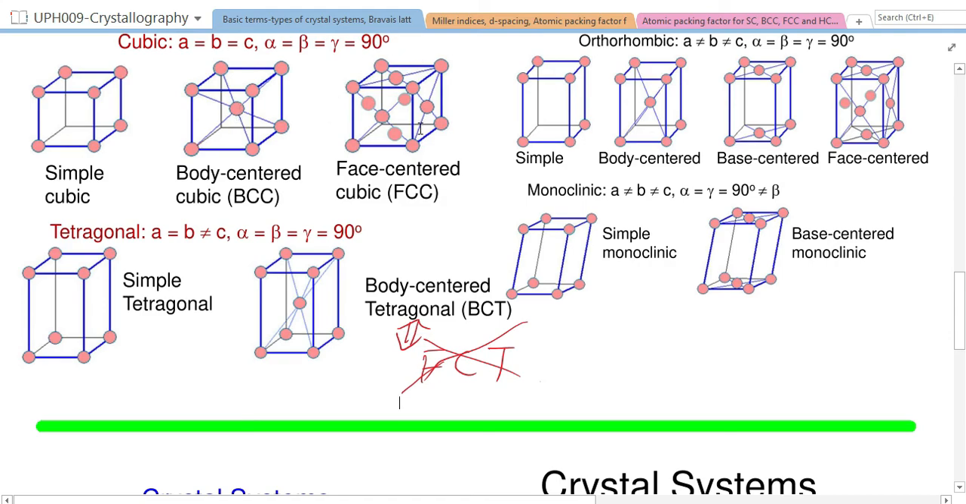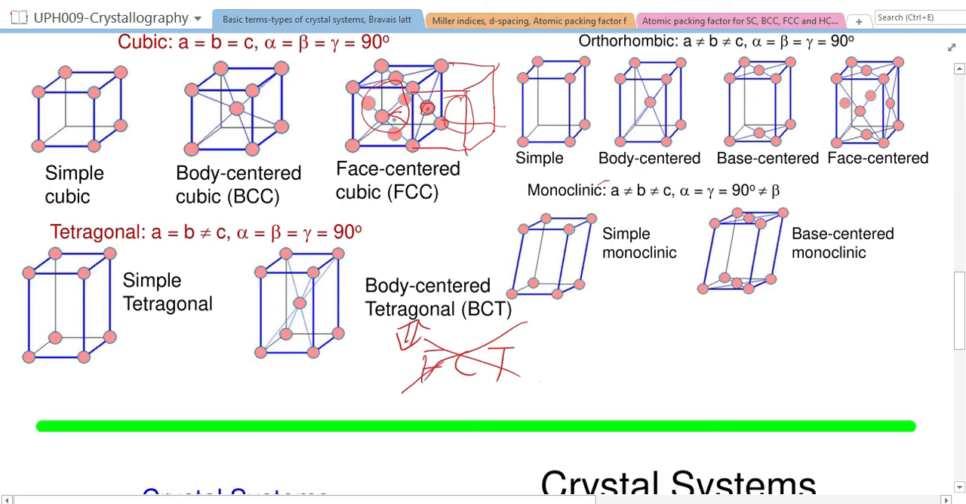How many are there in this face-centered cubic cell? You have 8 corners, so they contribute only 1. Then at the face, each atom that is placed at the face is shared by 2 different unit cells. In a real crystal, you will have another unit cell right next to it. So this atom is getting shared with this unit cell and with that unit cell. So this atom is contributing only half to this unit cell, and that's why each face atom is contributing half.